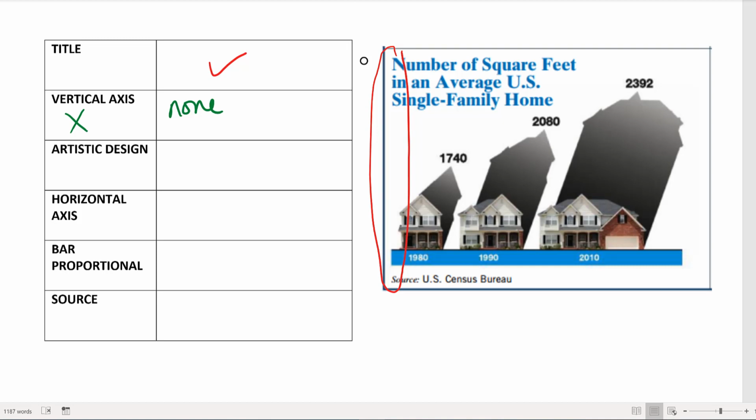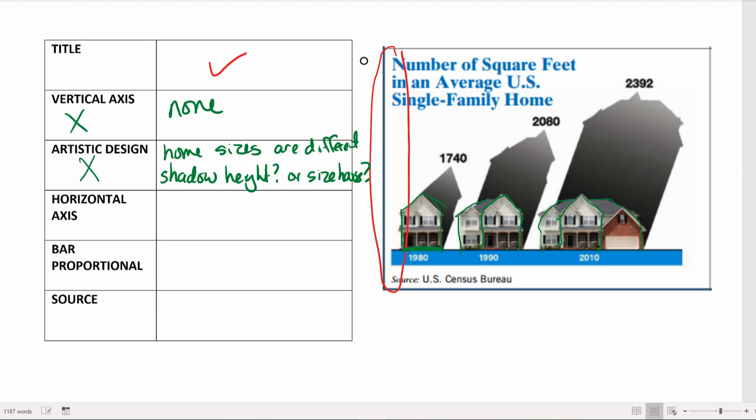The artistic design, we got another problem. First of all, the home sizes are different. So the first house is like the second house but also has an add-on, and then the third house is like the first house with an add-on and then a second add-on, and so the houses' sizes aren't actually the same. So that's a problem with the artistic design. And then the shadow is confusing. Are we looking at the shadow's height? Are we looking at the width of the house? I'm not exactly sure what we're supposed to be looking at. So shadow height or the size of the house. I'm very confused about where the actual data is supposed to be.